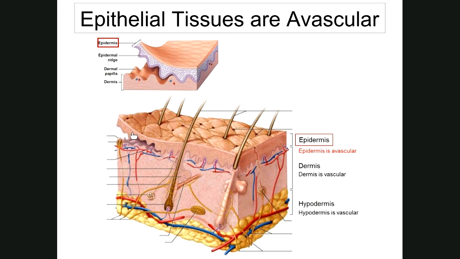So you have some functions here to look at. Provide a physical protection of the underlying tissues from drying out. Just like the skin of an apple or the peel of a banana prevents them from dehydrating. If you take those off, they dry up. But if that skin is there, it helps to reduce water loss, just like your skin on your body does.